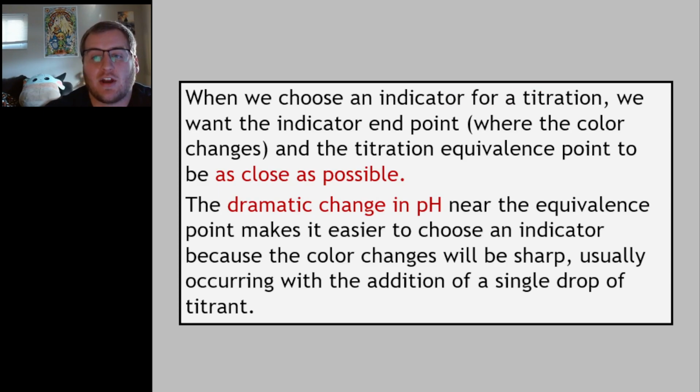When we choose an indicator for our titration, we want the indicator endpoint, where the color changes, and the titration equivalence point to be as close as possible. The dramatic change in pH near the equivalence point makes it easier to choose an indicator because the color changes will be sharp, usually occurring by the addition of a single drop of titrant. When you do a titration, if you add just slightly too much acid or base, your pH is going to be very different. You're working on a very fine balance there.